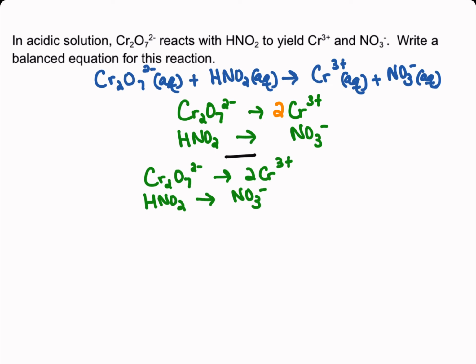Now I want to balance out my oxygens. In my first half reaction, I have 7 oxygens on the left, so I have to add 7 H2O on the right. In my second half reaction, I have 2 oxygens on the left and 3 on the right, so I'm going to add 1 H2O. 1 oxygen plus 2 oxygens equals 3 oxygens. Okay, I want to clean that up.